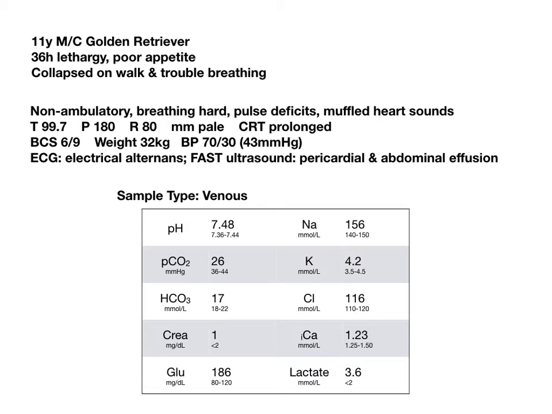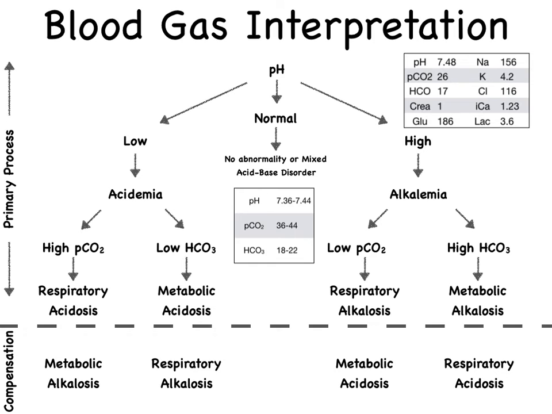So, step number 1, as always, is to see if we have an arterial or a venous sample. This one's venous, so that means we're going to move straight on into our acid-base analysis. The first step is to evaluate the pH, which is high at 7.48, so this is an alkalemia.